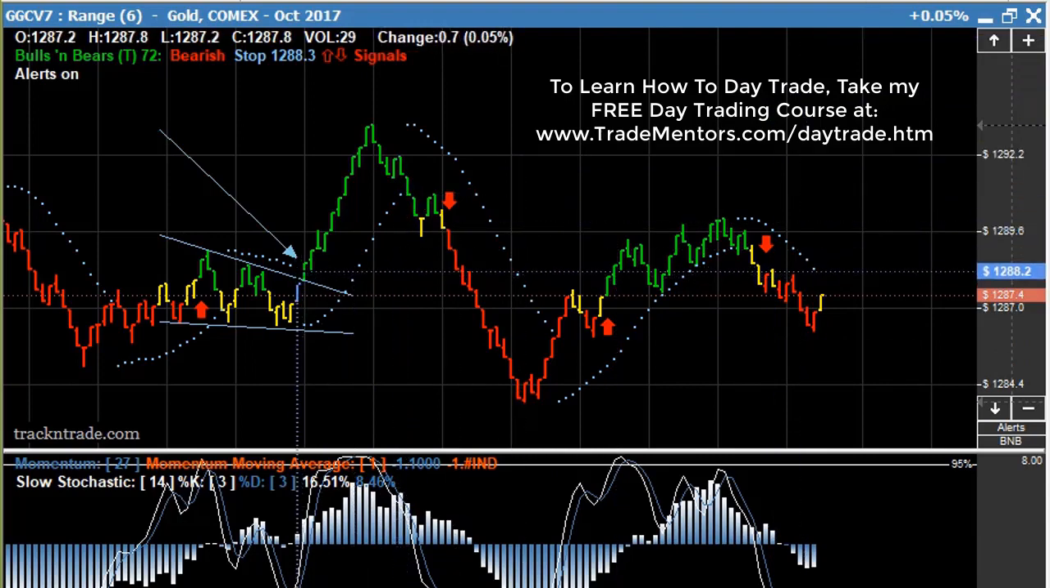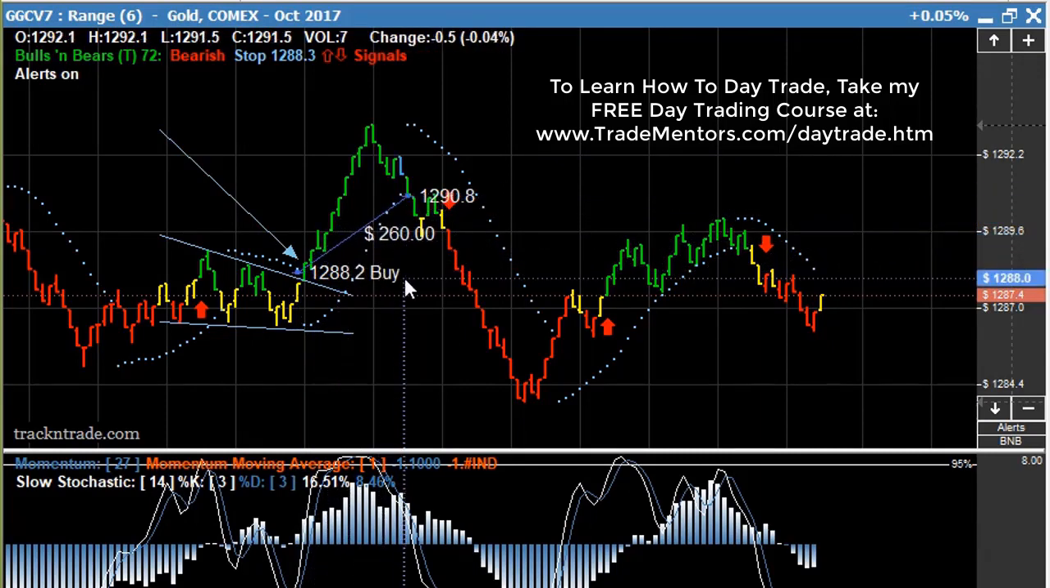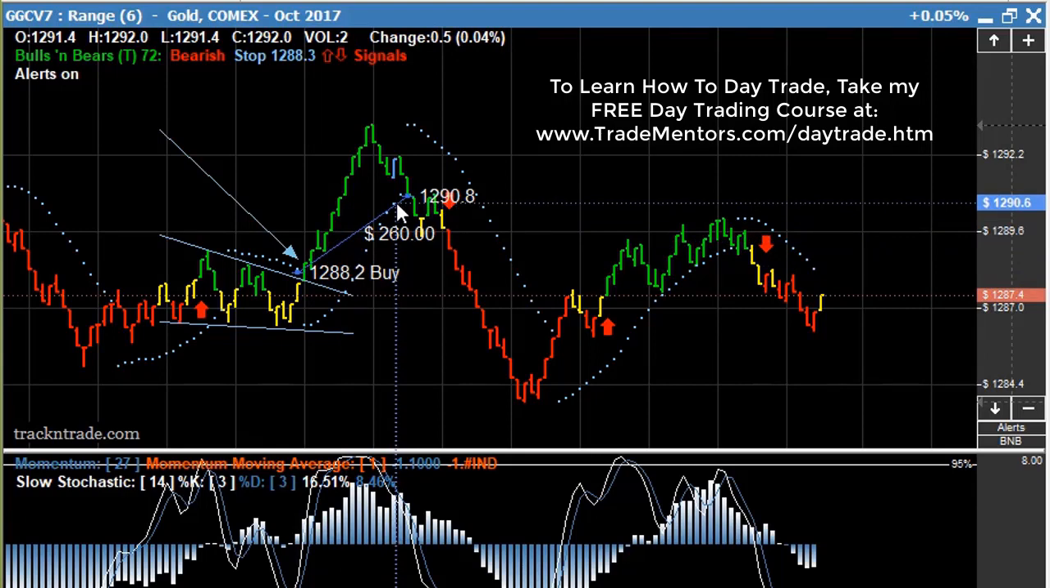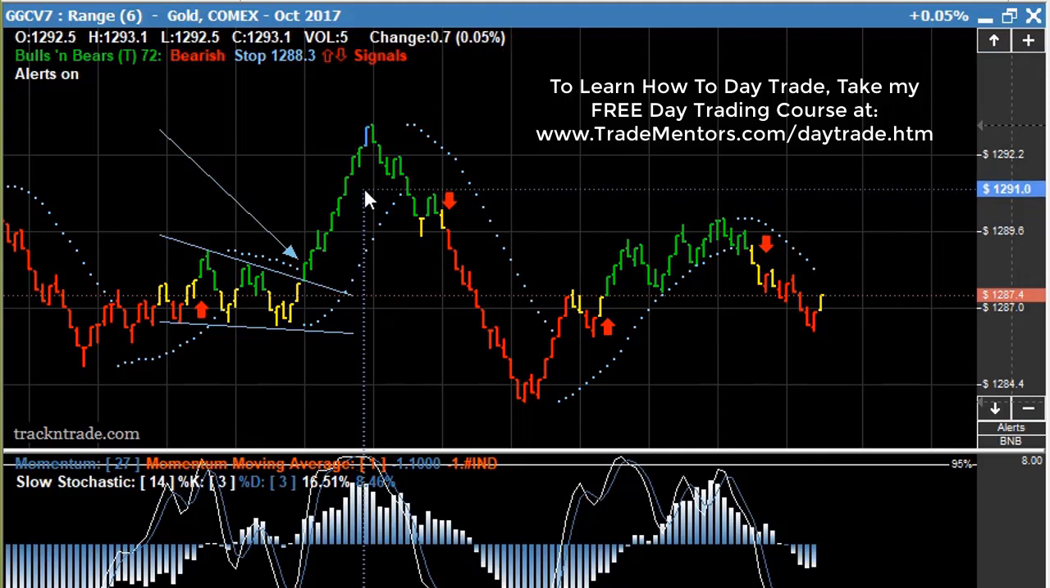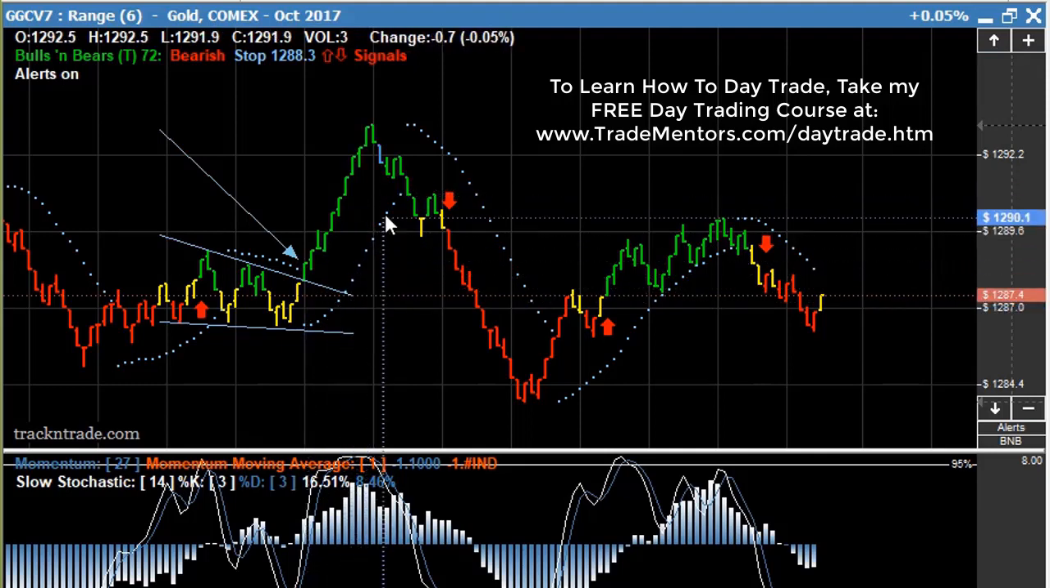So we're just going to go from where we enter to where we'd get out. That's a $260 move in here. Of course, that number doesn't represent commissions and fees. But then if we just swing trade that, which means we take a long position with one contract and then we have a trailing stop with two contracts.